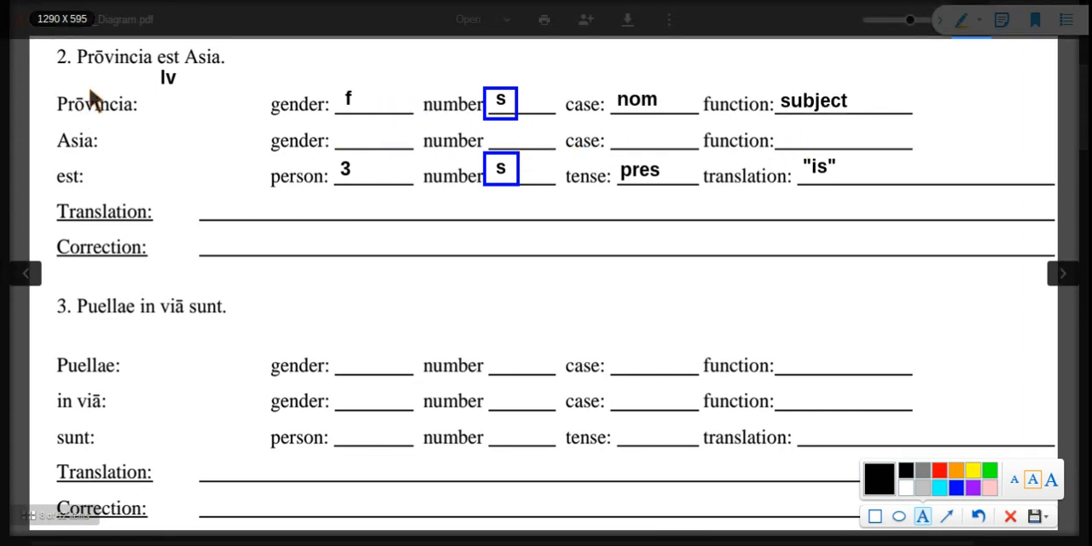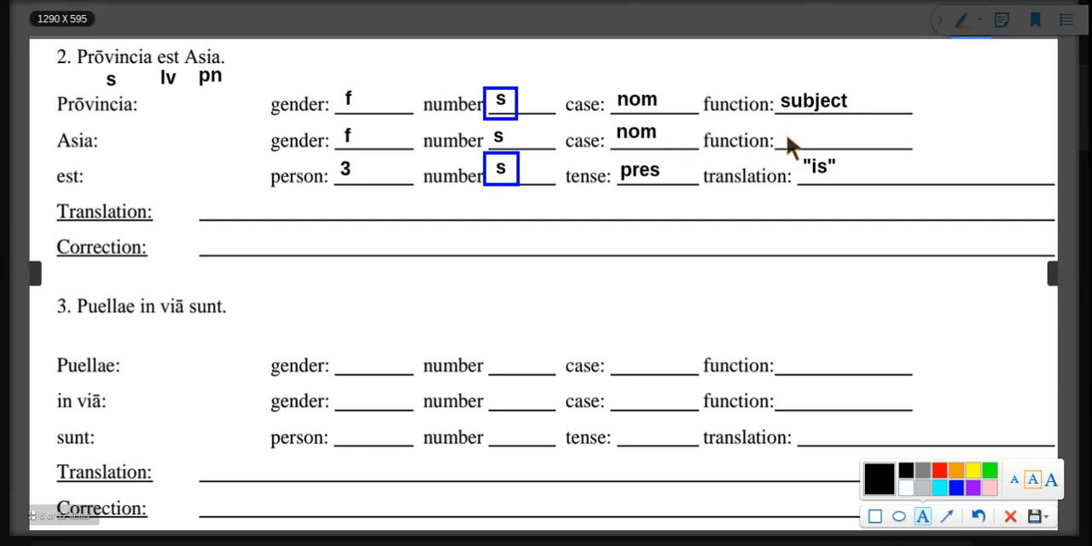Now we have one remaining word left, and that is Asia. Remember, linking verbs in Latin will take what is called a predicate nominative construction instead of a direct object. The linking verb essentially equals a big equals sign. So we have provincia equals Asia. And if we identify Asia, that's our predicate nominative. It is feminine as well. It is singular. It is nominative. And that is our predicate nominative.